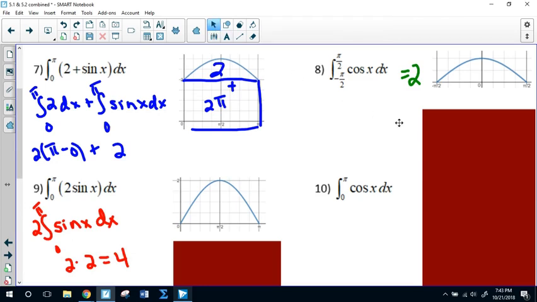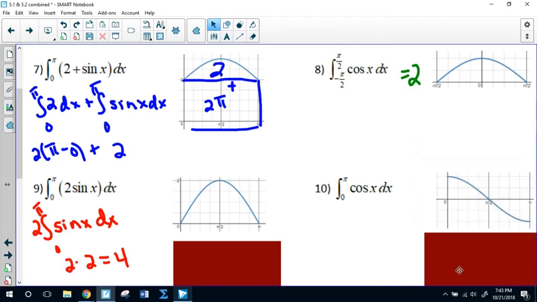And then last one on this slide, here is my cosine curve. You can see, I hope you get, that this would be 1 because it's half of that sine value. And then this is below the x-axis, so it'd be a -1. Add them together, you get 0.